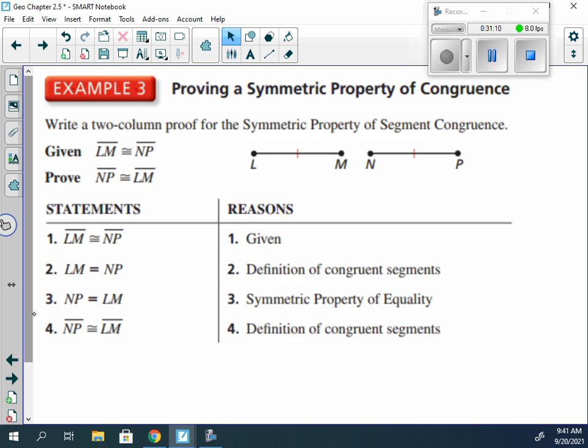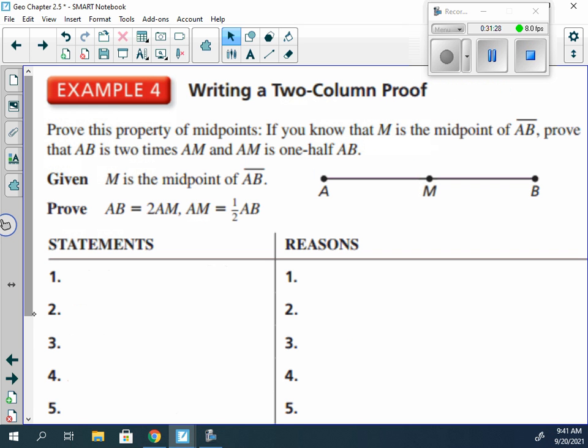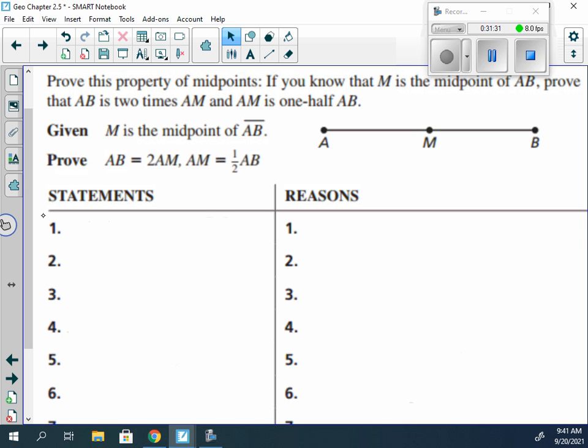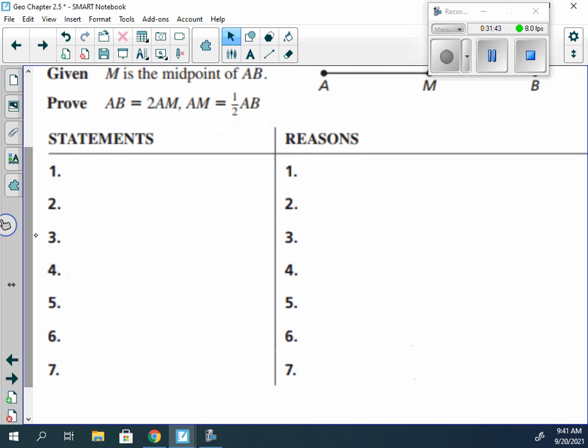Questions on this here? Get ready for the next one. Prove this property of midpoint if you know that M is the midpoint of AB. Prove that AB is 2 times AM, and AM is 1/2 of AB. So what are we going to start off with? The given, which is M is the midpoint of AB. And that is our given.